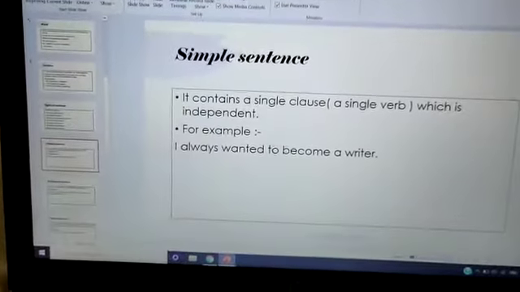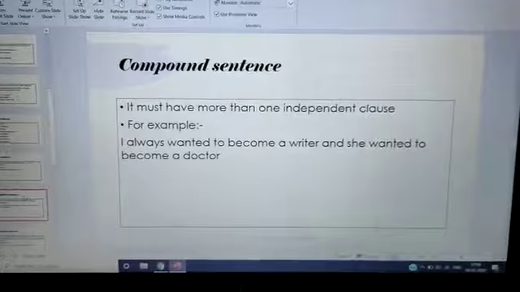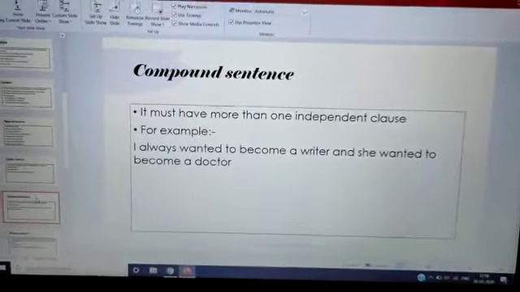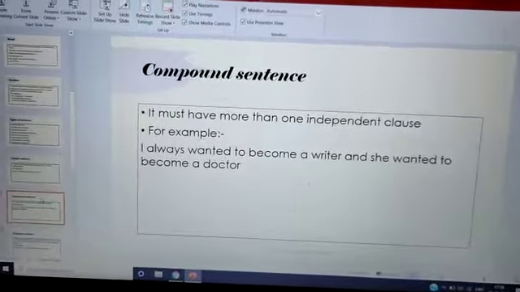Moving on to the next slide, it is about compound sentence. Now, what do you mean by compound sentence? This type of sentence must have more than one independent clause.